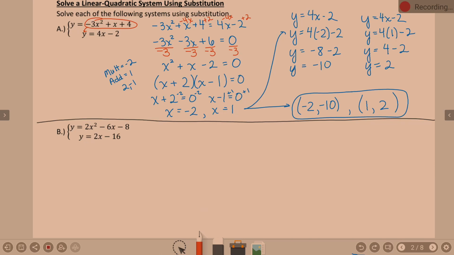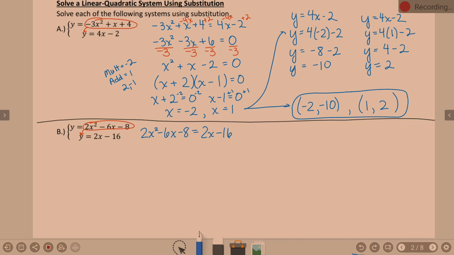They're both equal to y. So basically, you're taking one of the pieces or the other and putting it in for y. So they're going to equal each other. So 2x squared minus 6x minus 8 equals 2x minus 16. I would suggest setting them equal to 0 before we try to divide a GCF out, because you could get a bigger GCF once you put them together.